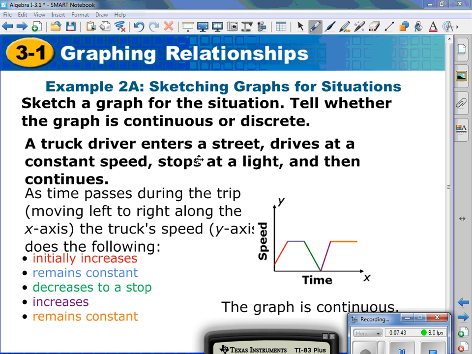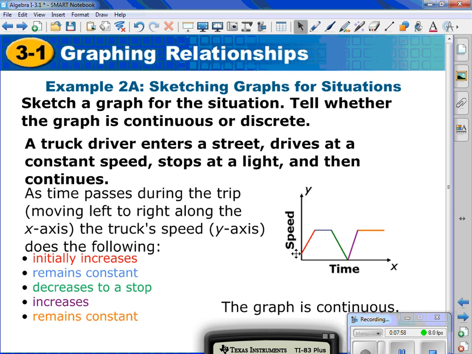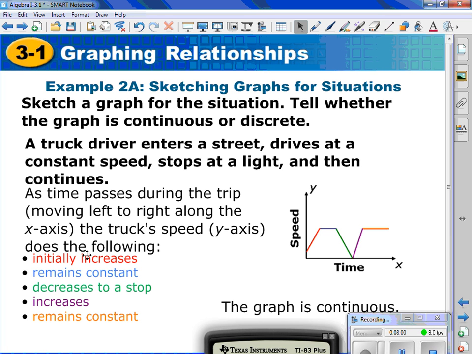A truck driver enters a street and drives at a constant speed, stops at a light, and then continues. As time passes during the trip, moving from left to right along the x-axis, the truck's speed, the y-axis, does the following. It increases, remains constant, it decreases, then it stops.